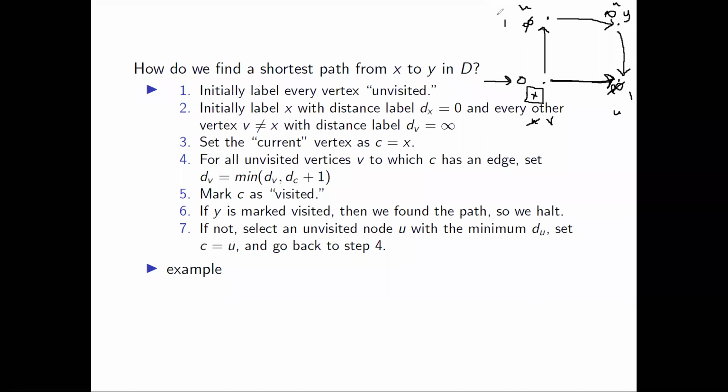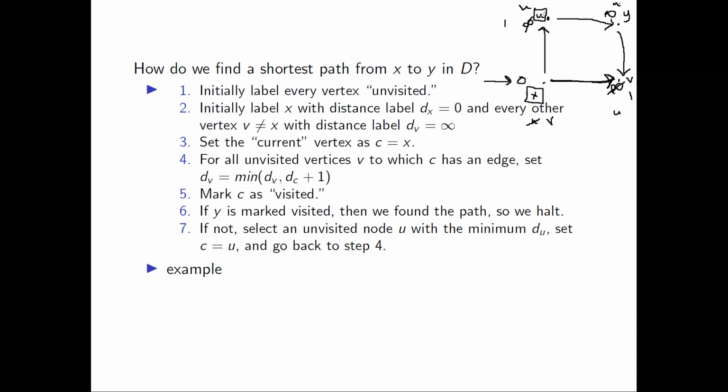We'll pick this one. So that's our new, this one right here. So I'll call this U right here. So that will be our new current vertex. This will be a V. And that's our current vertex. We go back to step 4. And step 4, for all the unvisited vertices to which this current vertex has an edge, set the distance label to be the minimum of their current label, or 1 plus the label of the current vertex. So the only unvisited vertex to which this one has an edge is this one over here.